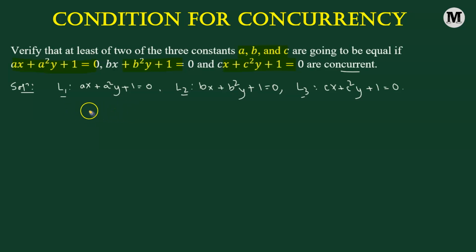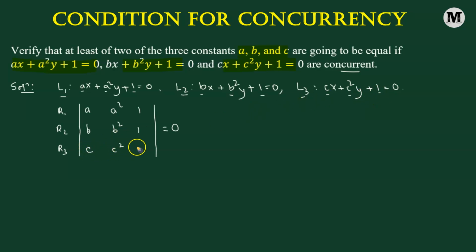Now we know the condition for concurrency. So here we are going to take the 3 by 3 determinant and equate it to 0. In the first row R1, we're going to consider the coefficients of x and y and the constant term, and those are going to be the elements of row number 1. So we have a, a², and 1. Then in the second row, we consider the coefficients of x, y, and the constant term of the second line L2. So we have b, b², and 1. Similarly, in the last row R3, we consider the coefficients of x, y, and the constant term of line 3. So we have c, c², and 1.